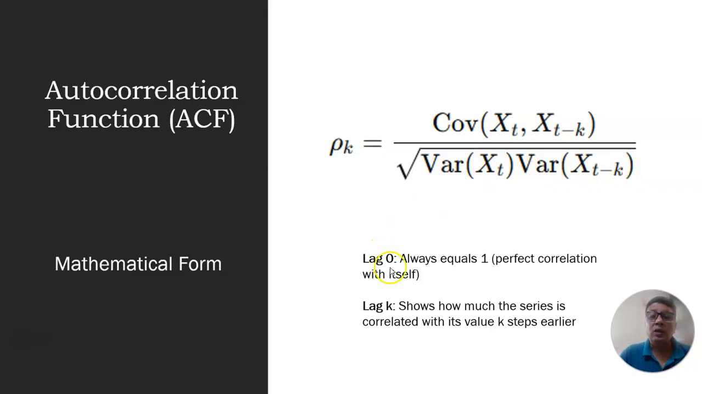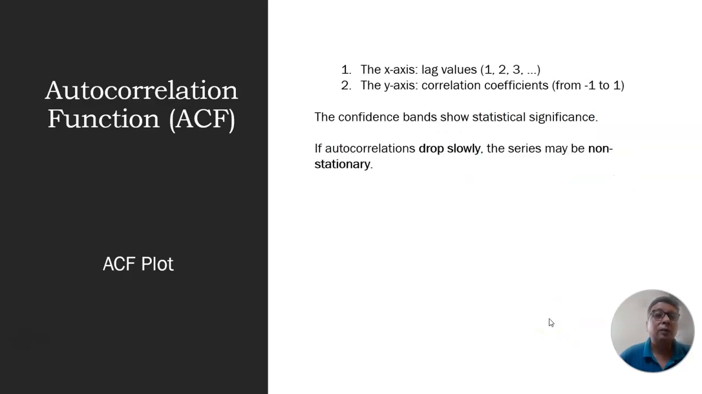So for lag 0, when k equals 0, this value becomes 1. Covariance between xt and xt is the variance of xt, and the square root of variance of xt times variance of xt is the variance of xt. So the value is 1. For lag 0, the value is 1. The correlation of the time series with itself is 1. For lag k, it shows how much the series is correlated with its value k steps earlier. So that is the concept of lag.